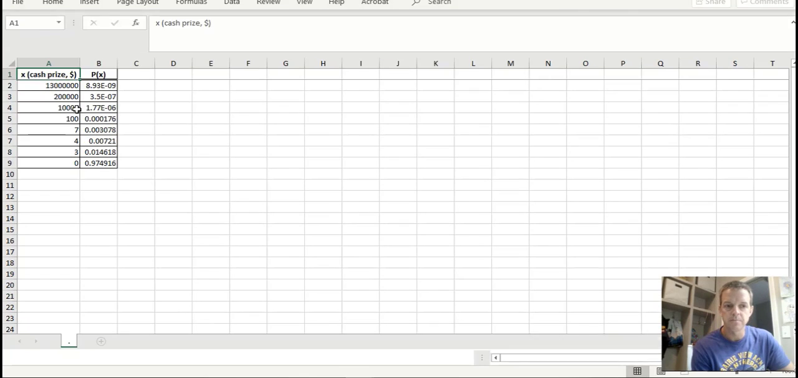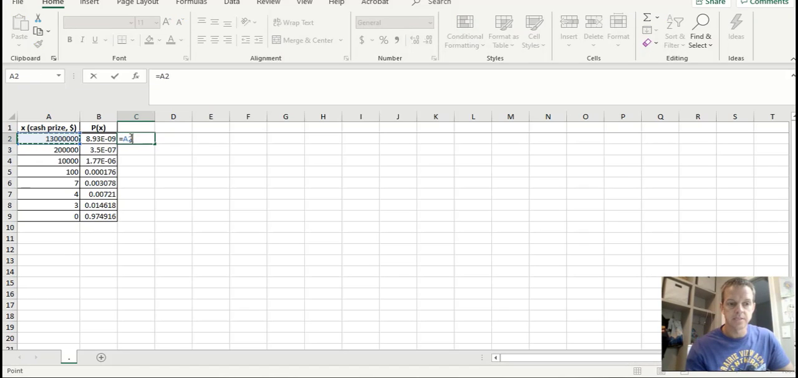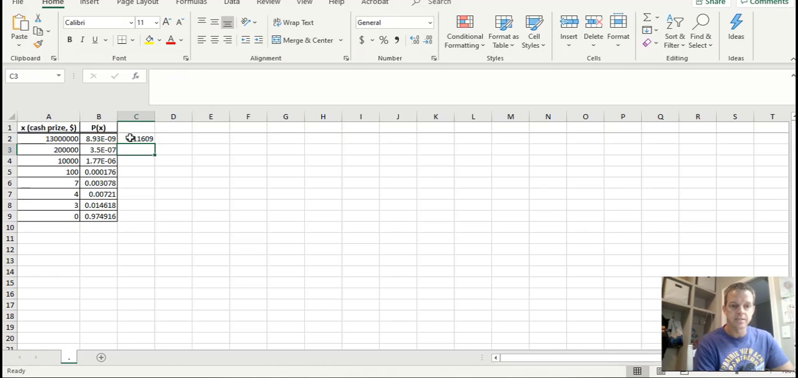And what you do is you simply multiply everything in column A by everything in column B. So in Excel, I'm going to say equals, and then I'm going to move over here and say the cash prize of 13 million times that probability. Notice it's turned the probability into scientific notation because the decimal is so tiny. And then the cool thing is with Excel, if you put your cursor right over the corner there till it turns into a black plus and you double click, it will fill out the formula the rest of the way down.